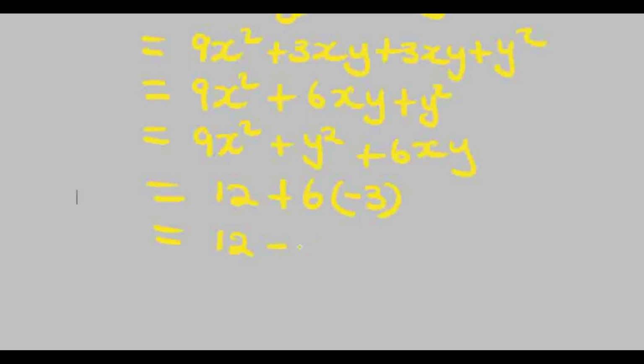So now it's going to be 12 minus 6 times 3. There is 18. Right. 12 minus 18, there is negative 6. Which means the numerical value of this expression is negative 6.